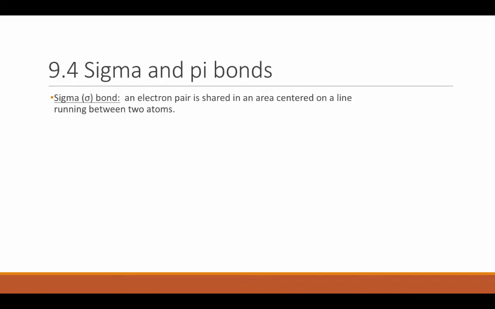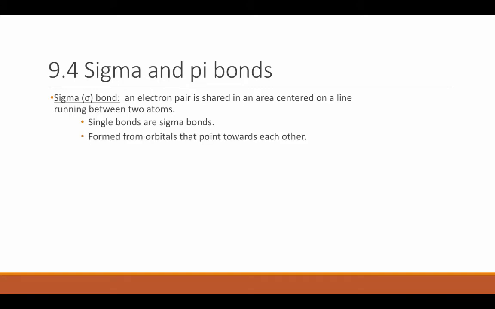A sigma bond, often represented with a sigma sign, is an electron pair that is shared in an area centered on a line running between two atoms. In other words, the electron pair is between the nuclei of the two atoms involved in the bond. Single bonds are sigma bonds. All single bonds are made of sigma bonds.